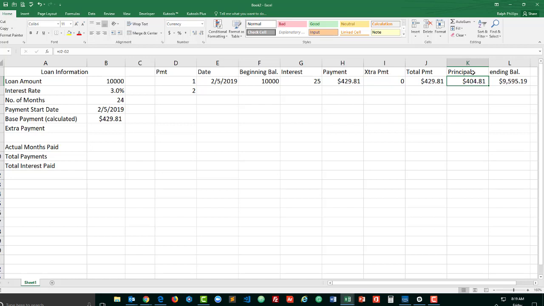Okay, we're going to go ahead and stop there. We got the start of this, and then in the next videos, we'll do a little bit more. Do some formatting, start to work on the second row, and continue this amortization table.